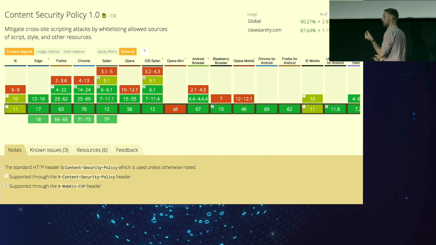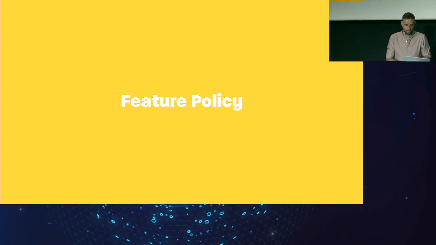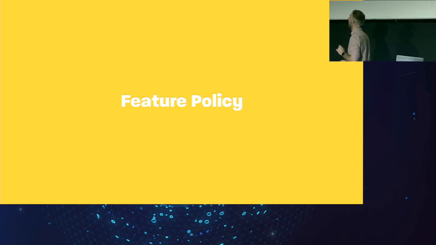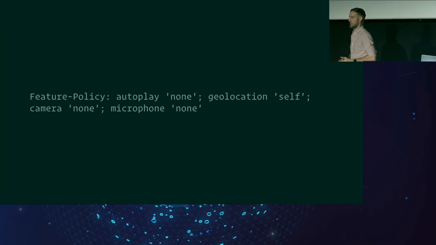CSP is great for defining what kind of assets we can load. A step on from that is feature policy. Anybody using feature policy? Good, because it's not ready yet. But when it is, it'll be great. Where CSP defines what kind of files we can load, feature policy defines what those files can do.